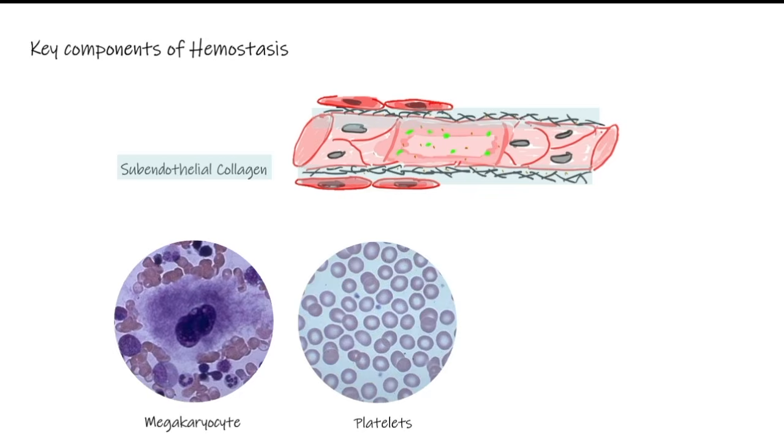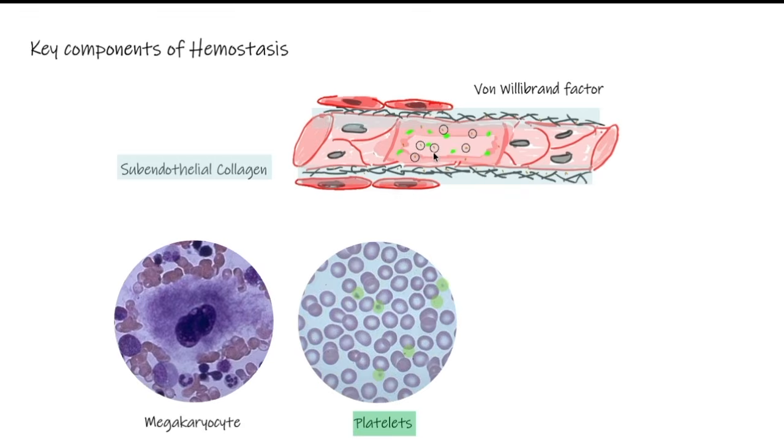Here we show a picture of a peripheral blood smear with the majority of these cells representing erythrocytes. These small little flecks here that almost look like dust, I've highlighted them in green. These represent platelets.